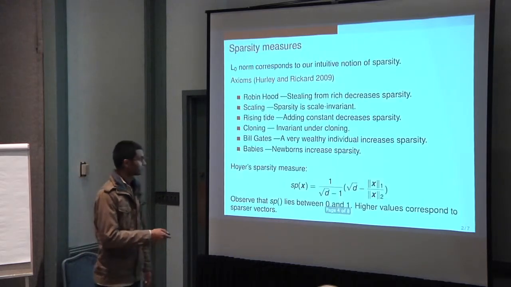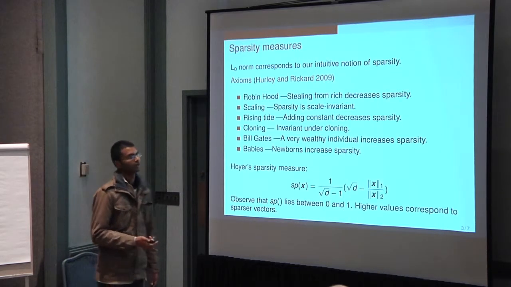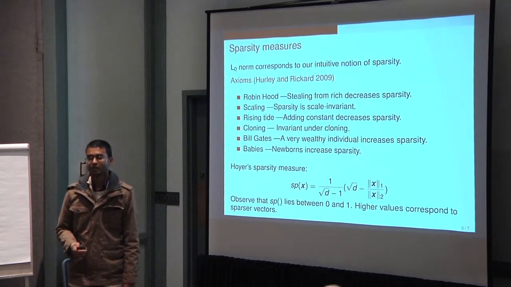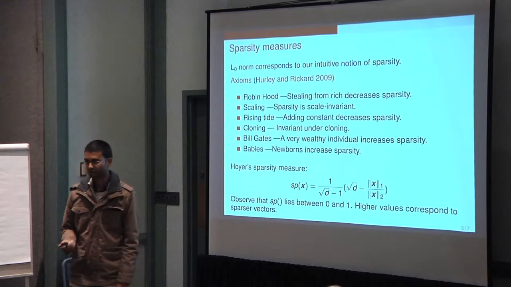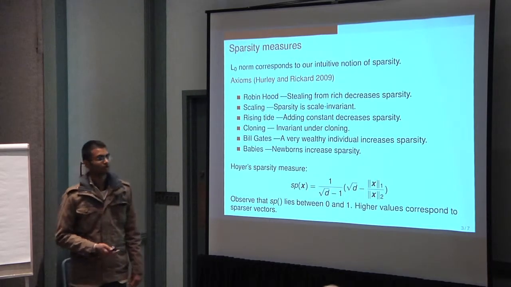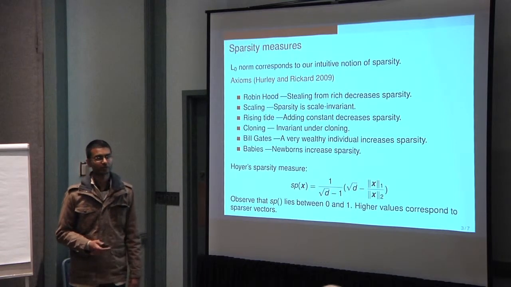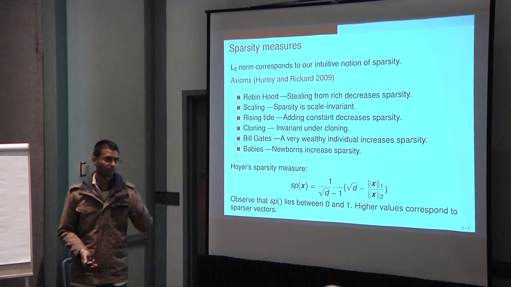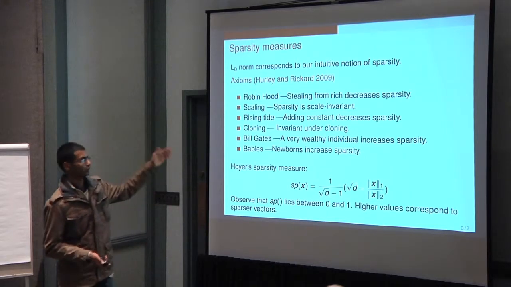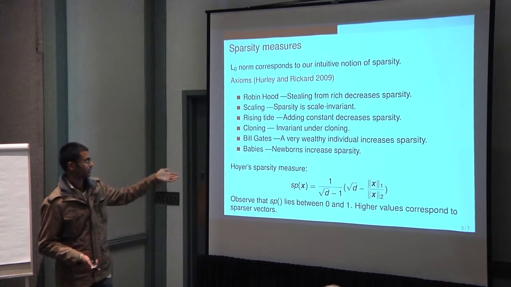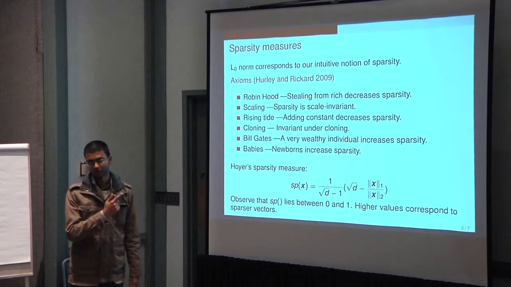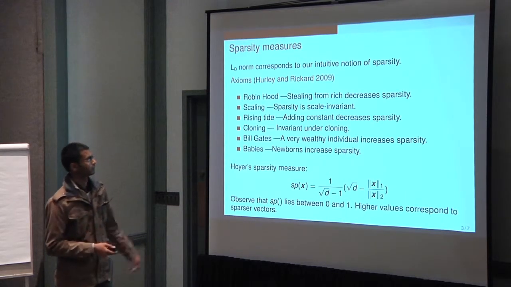All right. So how do we impose sparsity? The L0 norm corresponds to your intuitive notion of sparsity. However, optimizing for it is hard. So Hurley and Rickard did a paper in 2009 where they asked what are the desirable properties your sparsity measure should satisfy? I won't go through all of those properties, but it turns out that Hoyer's sparsity measure, which is a ratio of L1 over L2, pretty much satisfies all of these properties except for cloning.